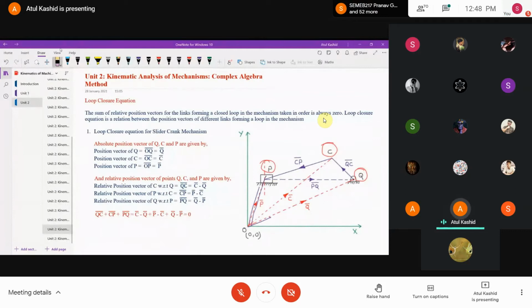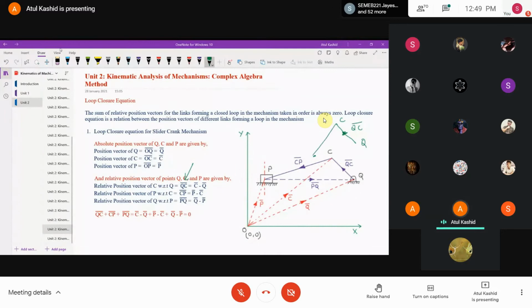Then to define the relative position vectors, first we'll consider QC bar, right? So we'll go for this vector QC bar, right? So I will consider if origin is somewhat over here.